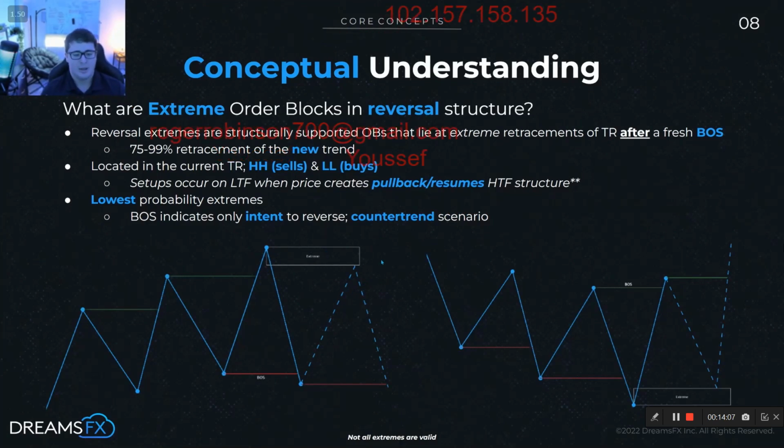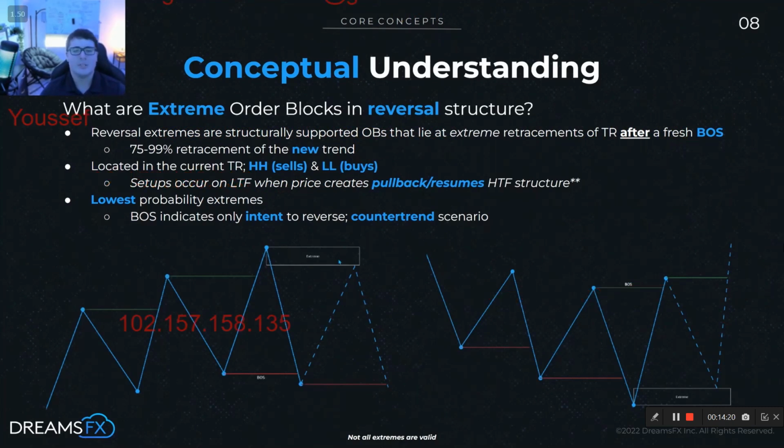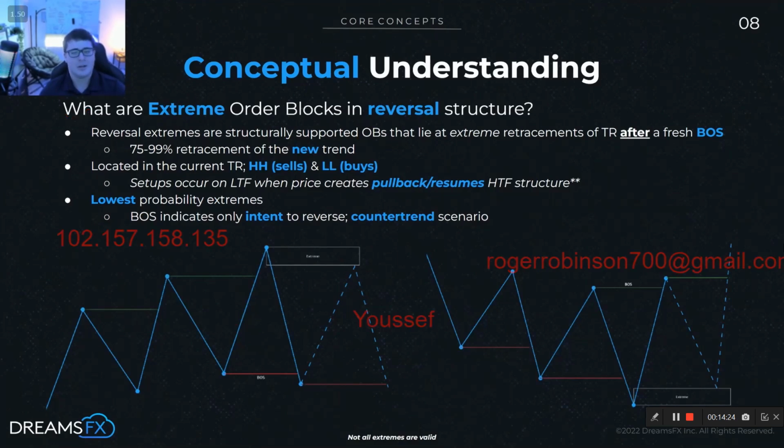So just like we mentioned, these are the lowest probability extremes. Just follow the higher time frame extremes where price is going to go. A BOS is only intent to reverse. It is a counter trend scenario. It is never an end all be all. It's not solidified. So please always keep that in mind whenever you see a BOS. That does not mean price is reversing, and there's much more to that. But we're going to be talking about that later on.